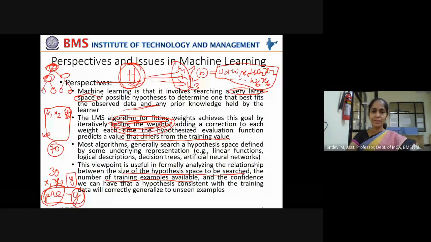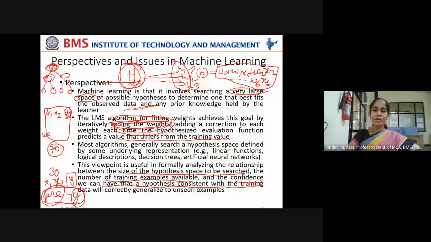Okay, the number of training examples available and the confidence we can have that a hypothesis consistent with the training data will correctly generalize to unseen examples. See how beautiful this point is. The confidence we can have. In studying 10 students' data, I'm not having much confidence, right? To generalize to the Indian student population. But when I study 1 million students' data, I have confidence of generalizing about other students' behavior. I have confidence of making predictions about other students' behavior.